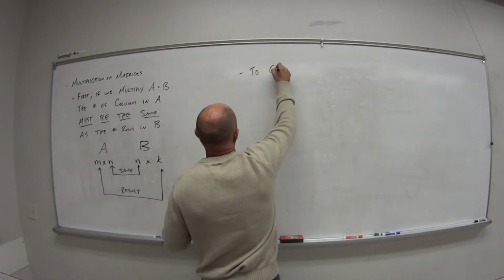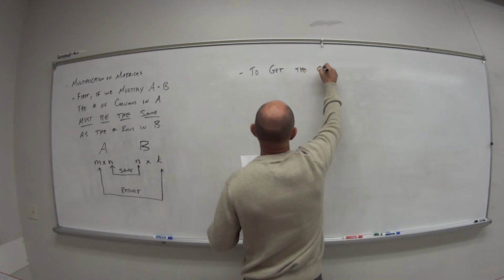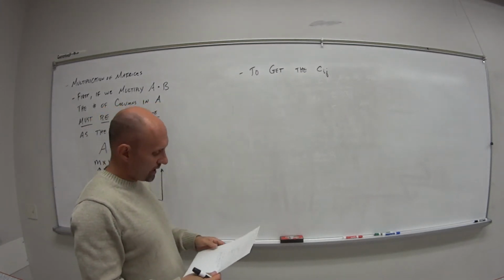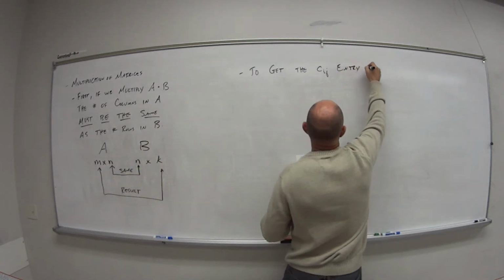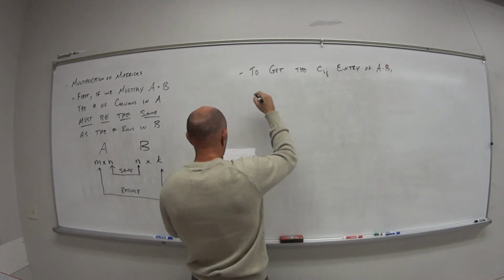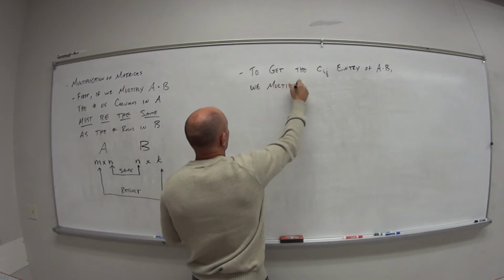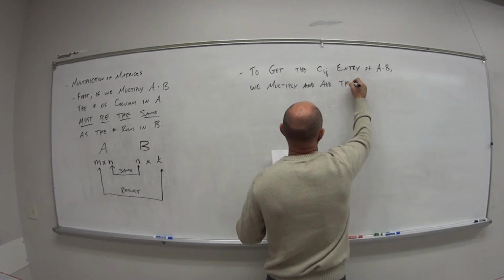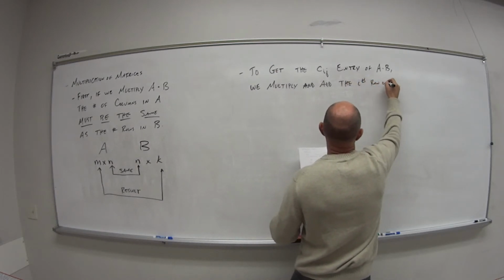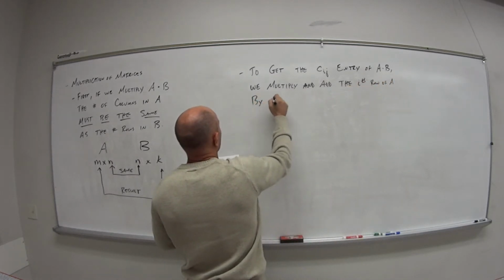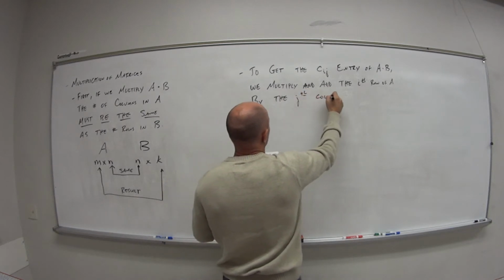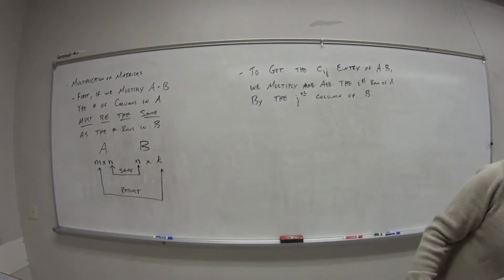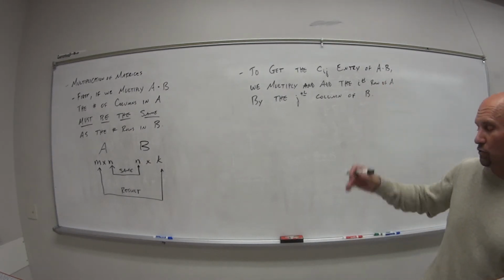So to get the C entry with position ij, so whatever row, whatever column, to get the Cij entry of A times B, we multiply and add the ith row of A by the jth column of B. And again, when we look at an example of this, it tends to be a little easier seeing what's going on than trying to interpret that information there.